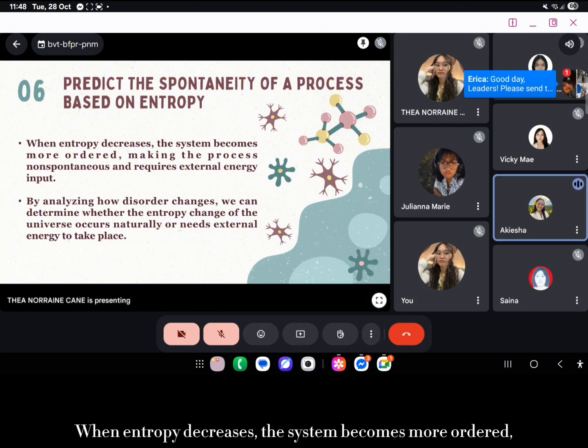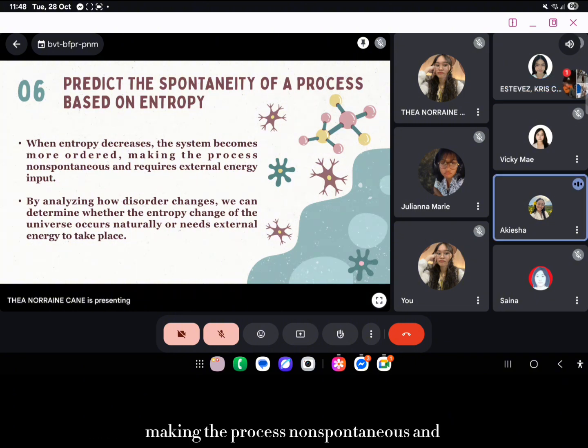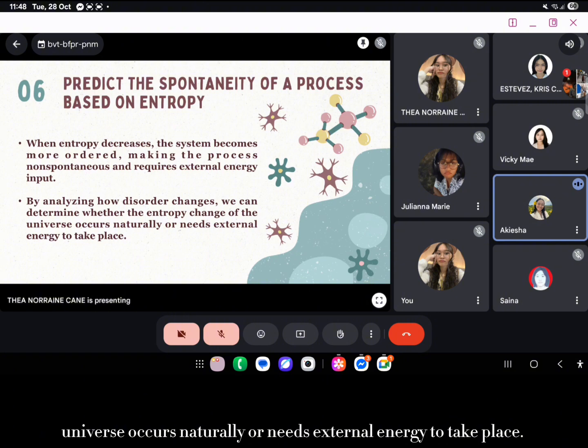When entropy decreases, the system becomes more ordered, making the process non-spontaneous and requiring external energy input. By analyzing how this order changes, we can determine whether the entropy change of the universe occurs naturally or needs external energy to take place.